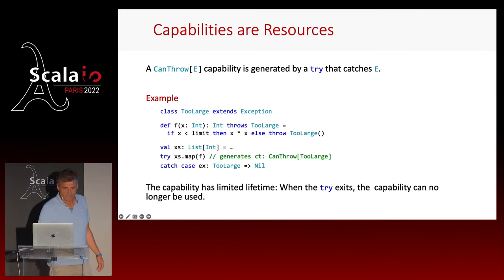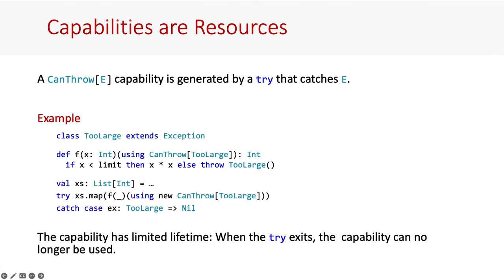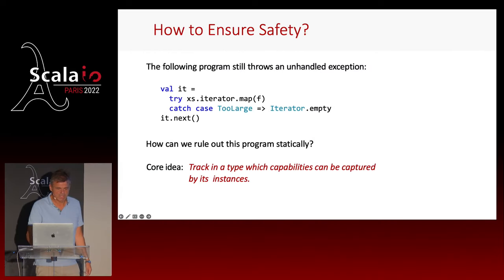We say the function f that throws takes this can throw capability. And here at the map, we pass a new can throw capability. And we have a right to do so because we catch it. OK. But if we change this program slightly, then things go wrong.